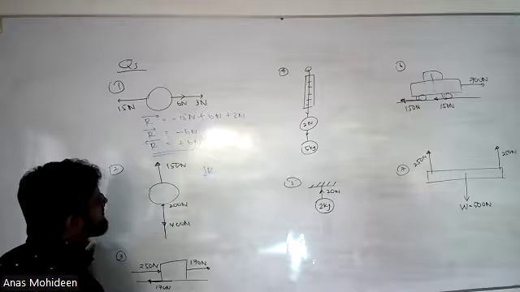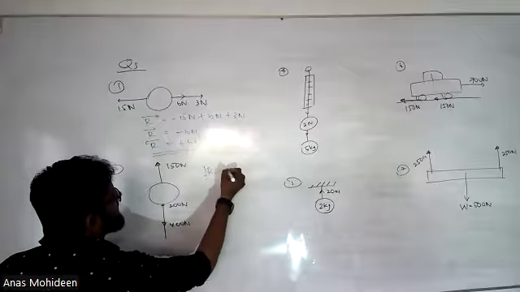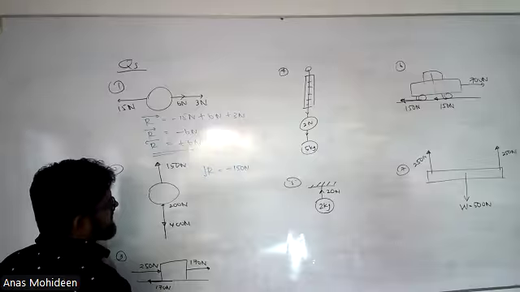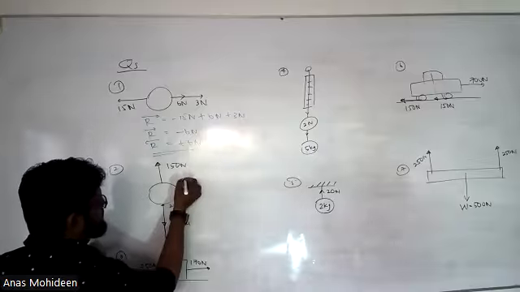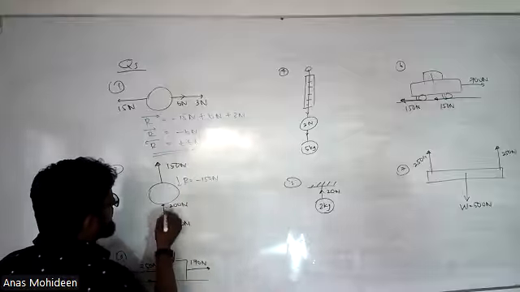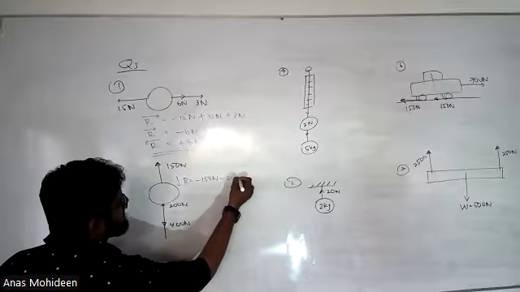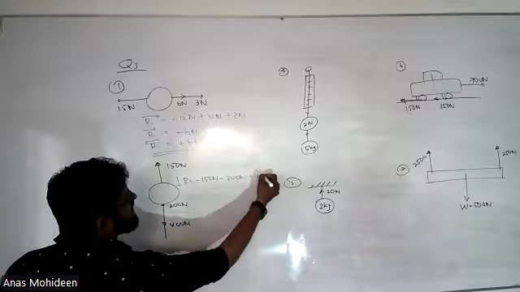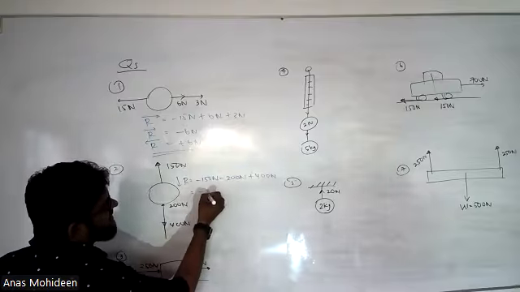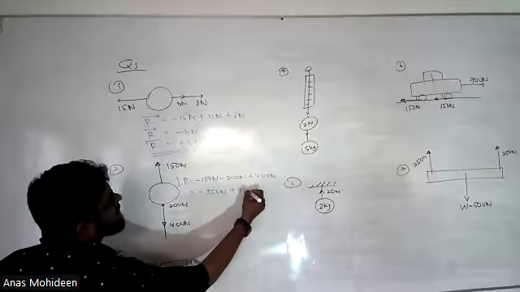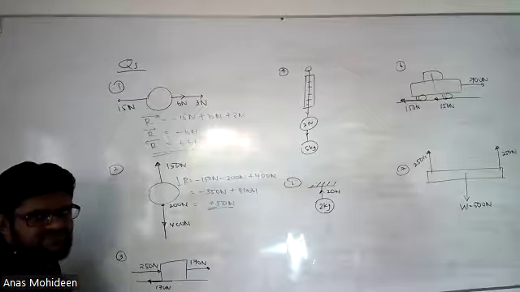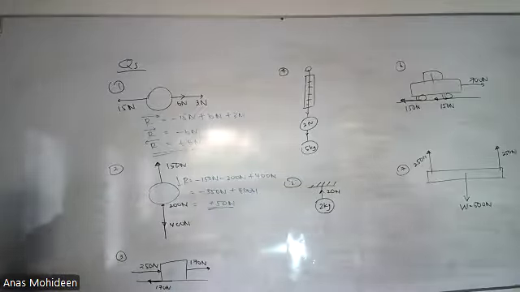How about this? Let me take the resultant down. 150 will be minus. 200 will be minus. 400 will be plus. Correct? So minus 150, minus 250, minus 200, minus 350, plus 400. Answer will be plus 50 newtons down. You have to take the summation.